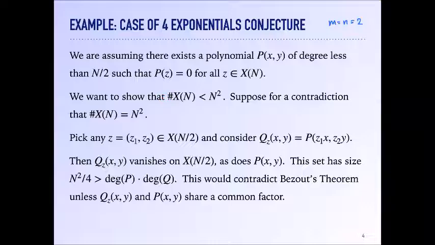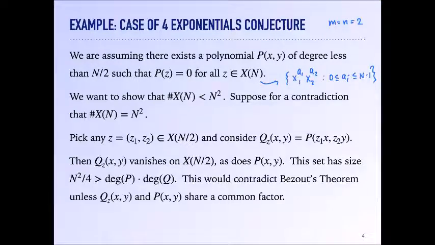So x of n is indexed by n squared elements. This is x of n: the set of x1 to the a1, x2 to the a2, where a1 and a2 take on n values. So this is indexed by n squared values. If the set has size less than n squared, that means there's some equality of 2 of these elements for 2 different ordered pairs a1, a2.